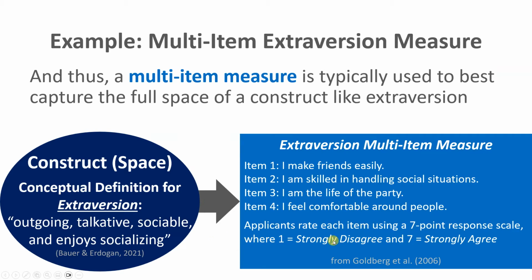And you can see here, these are actual items drawn from Goldberg et al., from the IPIP Personality Inventory Project. And we see that here are the 4 items, such as I make friends easily, I am skilled in handling social situations, I'm the life of the party, and I feel comfortable around people. And let's imagine we're having people respond or rate themselves along these 4 items using this strongly disagree to strongly agree 7-point response scale or response format.